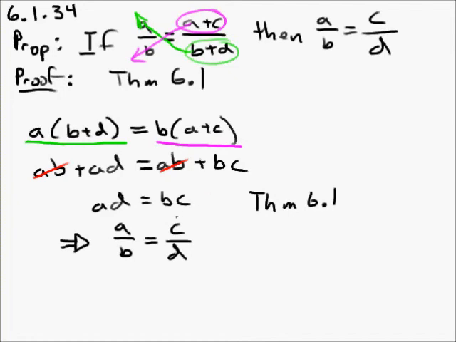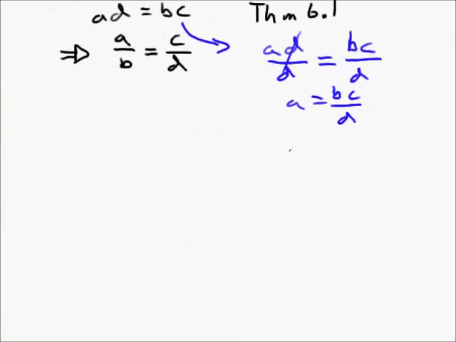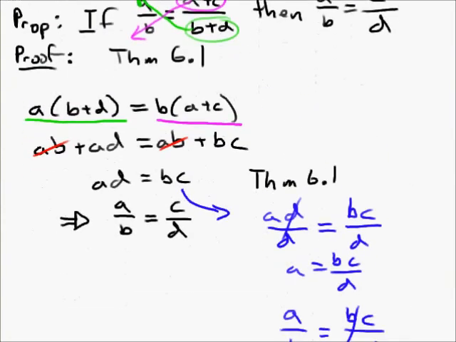We'll take a look here. I'm going to divide the equation by D. These D's cancel. I'm left with A is equal to BC over D. Then I divide both sides of the equation by B. These B's cancel, and I'm left with A divided by B is equal to C divided by D. Just what I wanted. So yeah, we hit that. That's what we wanted to show. We're done. We had to use Theorem 6.1 twice.